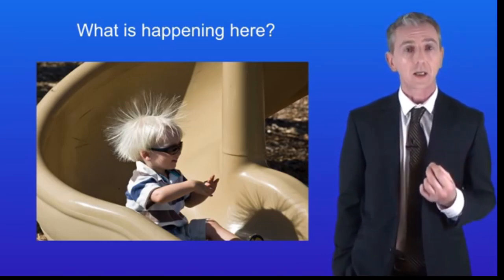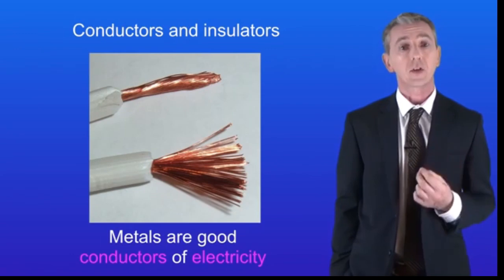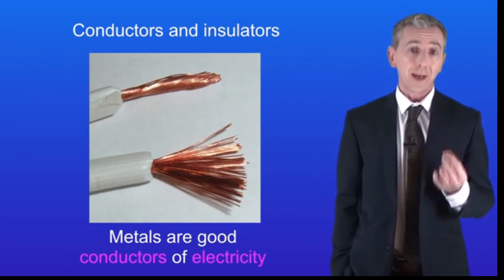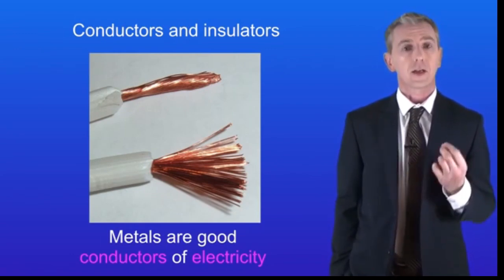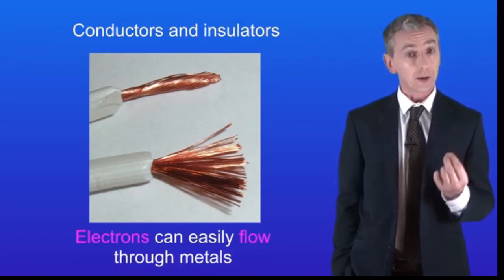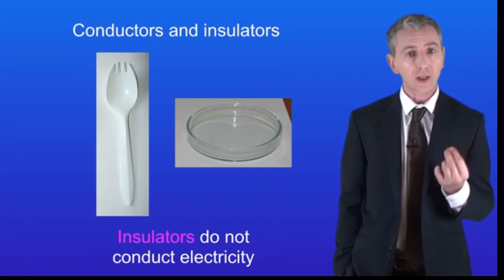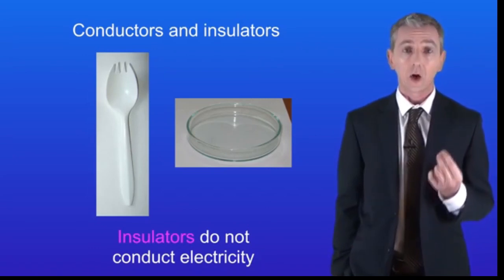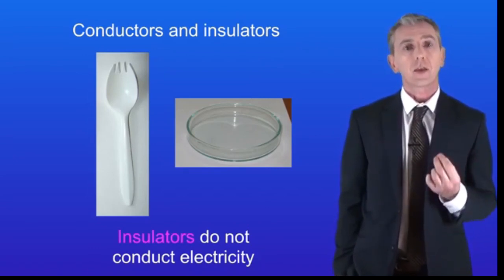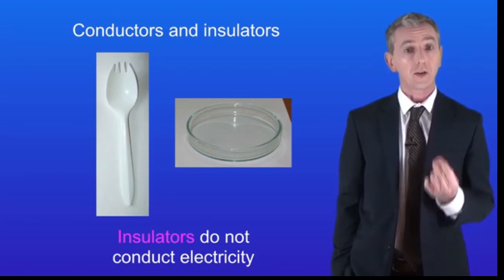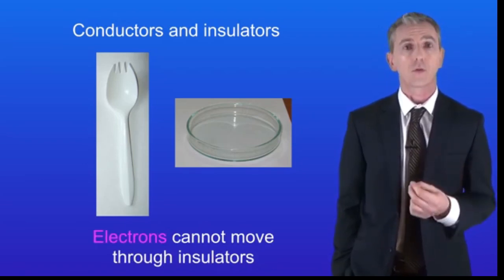So first we're going to take a look at conductors and insulators. Okay, now metals are good conductors of electricity, and that's because electrons can easily flow through metals. Objects such as plastic and glass are insulators. That means that they do not conduct electricity, and that's because electrons cannot move through them.